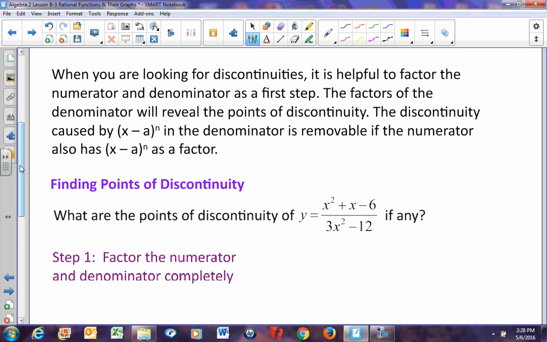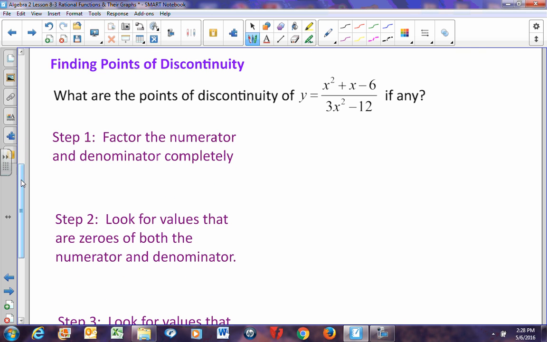So, all that being said, how do we find points of discontinuity? That's what we're going to look at. If I give you the following rational function, y equals x squared plus x minus 6 divided by 3x squared minus 12, the first thing we're going to do is factor the numerator and the denominator.